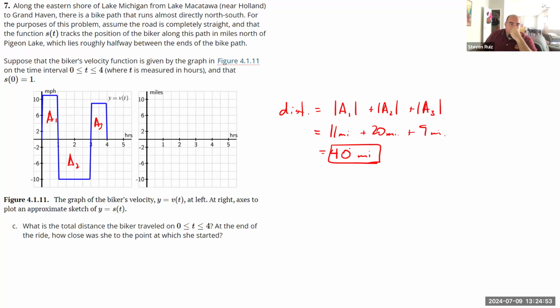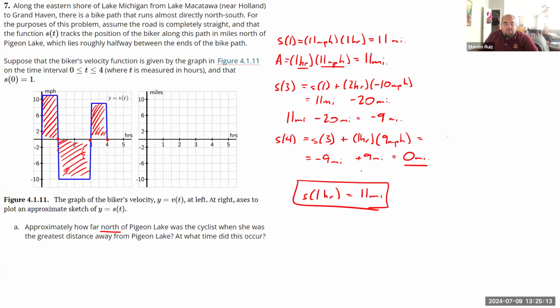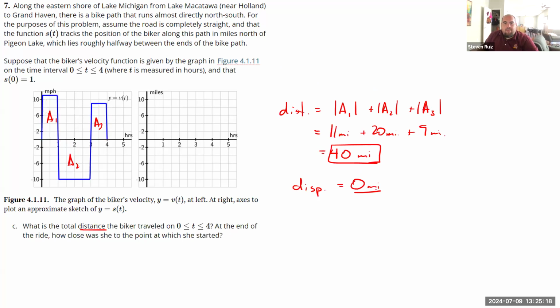At the end of the ride, how close was she to the point at which she started? Well, we were asked about distance. How close was she to the point where she started? That's a question of displacement. So what was my displacement? That was 0 miles, because even though we weren't really asked for it, we calculated it in part A. So our displacement was 0 miles. If we did our math correctly, and we're approximating off of this curve, I believe she ended up where she began.